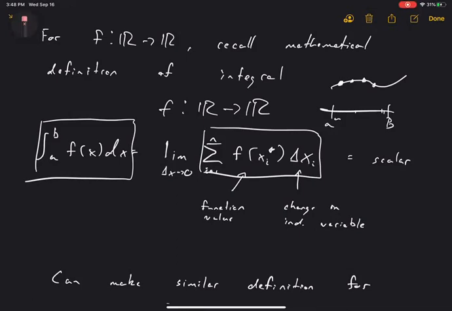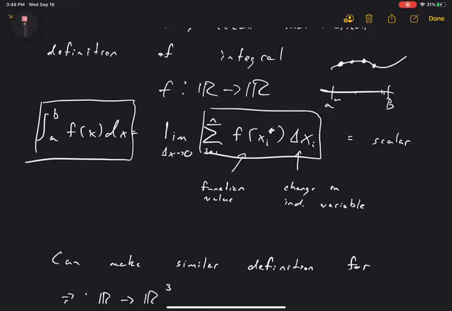So that's what this is. And when I take that limit, the integral just gives me a scalar number. When I evaluate the integral from a to b, the output is just a number.